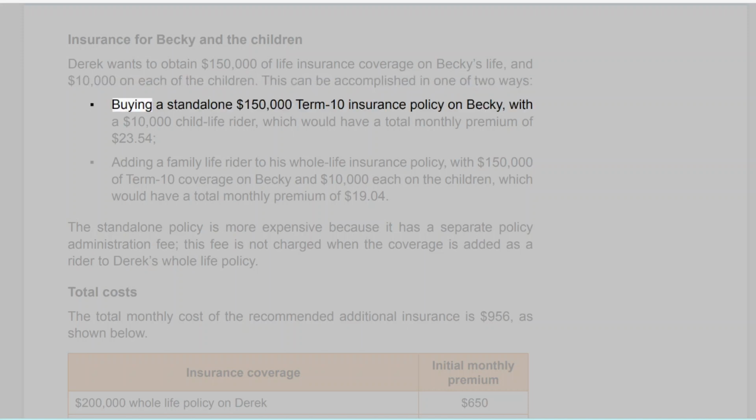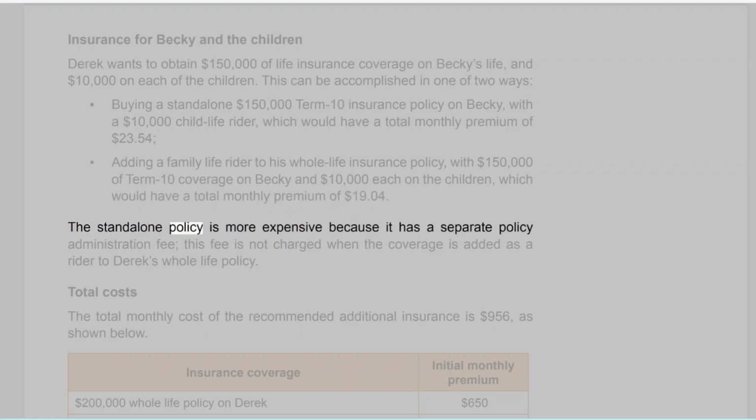Buying a standalone $150,000 term 10 insurance policy on Becky, with a $10,000 child life rider, which would have a total monthly premium of $23.54. Or adding a family life rider to his whole life insurance policy, with $150,000 of term 10 coverage on Becky and $10,000 each on the children, which would have a total monthly premium of $19.04.